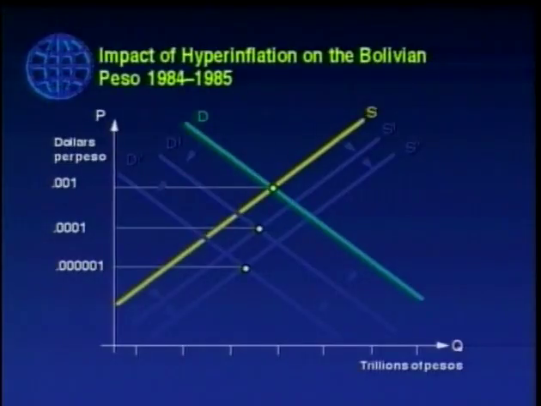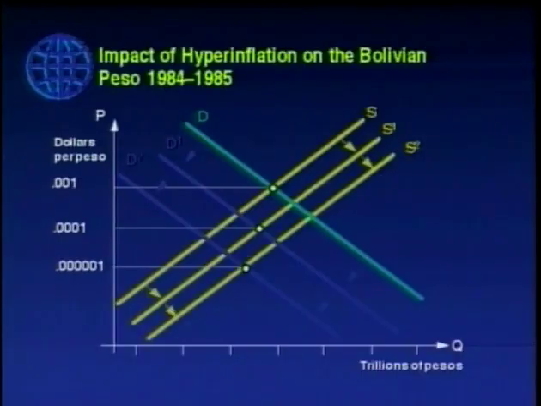And what we see is hyperinflation had a dramatic impact both on the supply side of this market and the demand side of this market. Because on the supply side, there were so many pesos in the world market now because of this very high growth in the money supply. There was a flood of pesos, basically. And that's reflected by this dramatic downward and rightward shift in the supply of pesos in the foreign exchange markets.